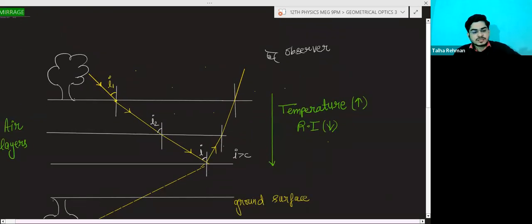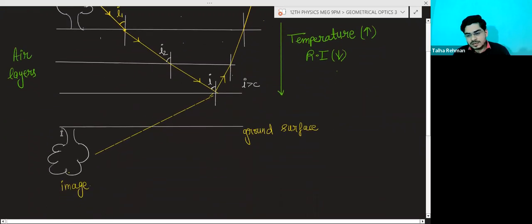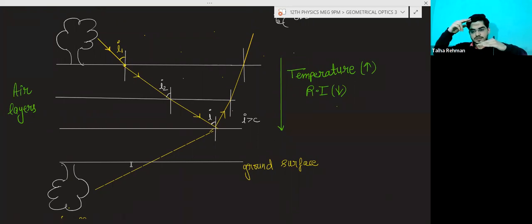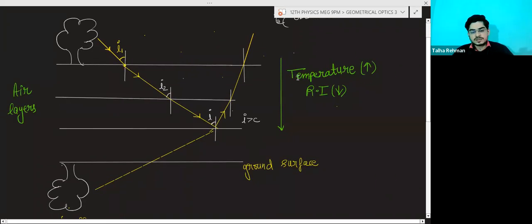So this is known as the mirage. Mirage means a type of illusion. In actual, the tree is here, but due to phenomena like total internal reflection and refraction, this tree is visible to the observer here. So the observer will think there is some water at the surface. In water, sometimes we are able to see the image of an object. So the person will observe that there is some water, and in that water there is an image of the tree. But there is no water here.